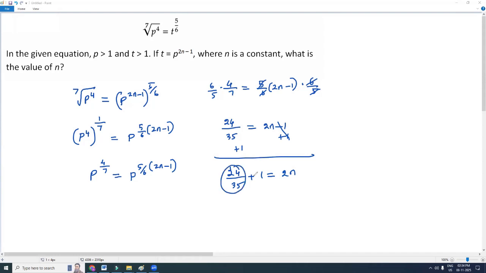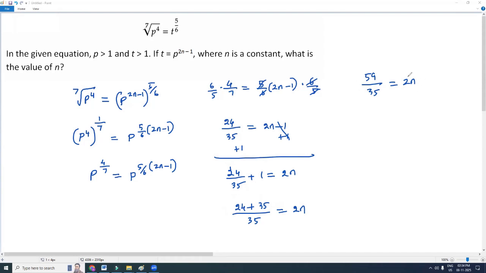Here I'm adding a fraction and an integer. Whenever I want to do addition or subtraction between a fraction and an integer, I have to multiply the integer by the denominator of the fraction. Once I'm done with the multiplication, I can take this 35 as a common denominator. 1 times 35 is 35. Now we can take 35 as a common denominator, equals 2n. When I add 24 and 35, I am getting 59 over 35 equals 2n.